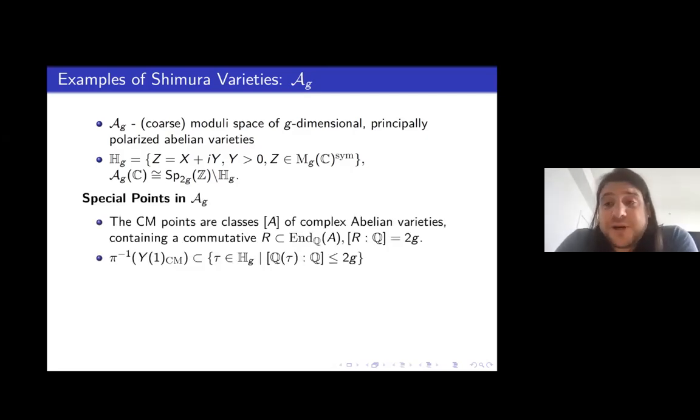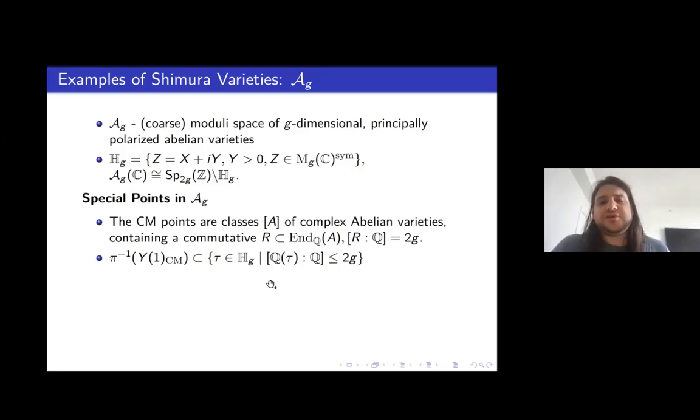Okay, so the special points you can also describe fairly explicitly. From a moduli perspective, they're just those CM points. So they're just those points corresponding to abelian varieties which contain a certain endomorphism ring. Now it's not enough to specify extra endomorphisms. You have to have enough endomorphisms. So the way to say this is you have a Q-algebra of degree 2g, this is maximal possible, acting on your abelian variety. This is big enough to rigidify the moduli problem, which is why this is the right number.